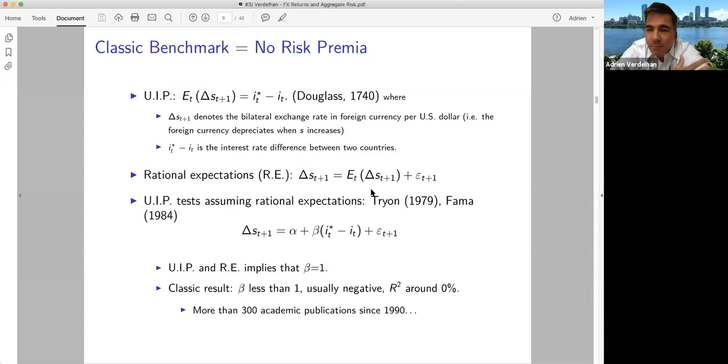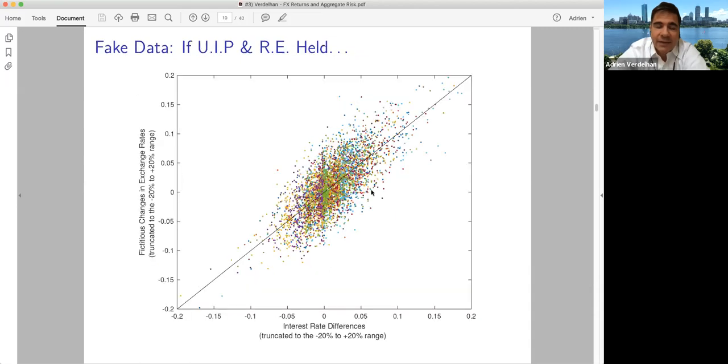And somehow the field of international finance has run this regression over and over again for something like 30 years. You have more than 300 publications that are basically telling you that the slope coefficient is negative. Now, that's not super enthusiastic. So what I would like is to make sure that you're never going to run this regression again.